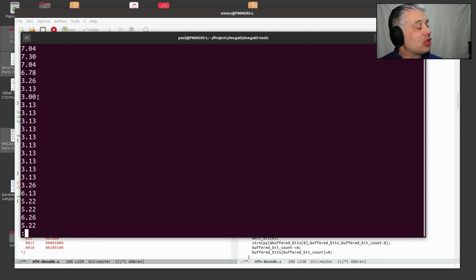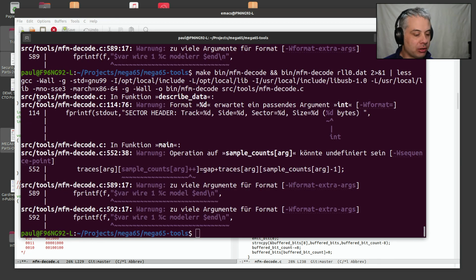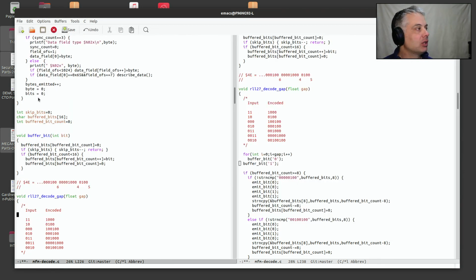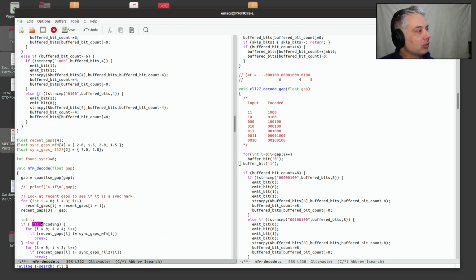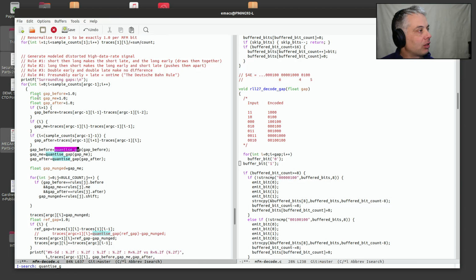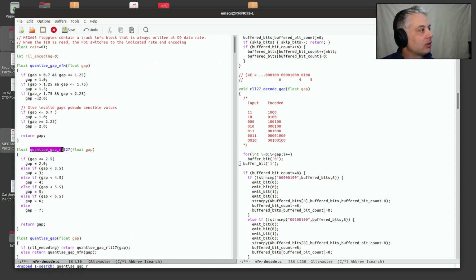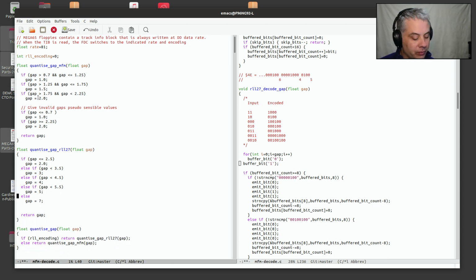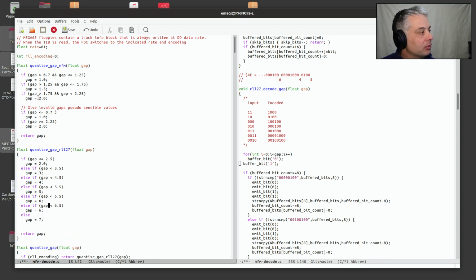Except that, you know what I reckon it is? That our gap thing, we're actually counting the total time between pulses. So in RLL they talk about the gap length, not the total interval. So if we do the RLL quantize gap RLL, we actually need to subtract 1 from it.